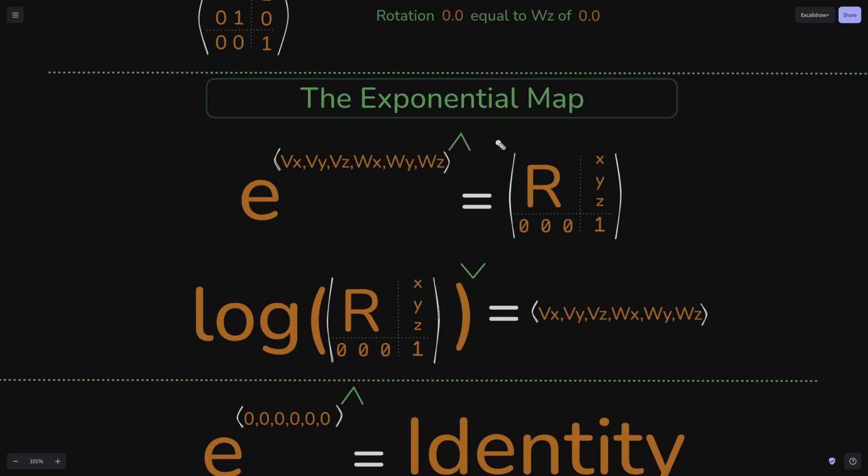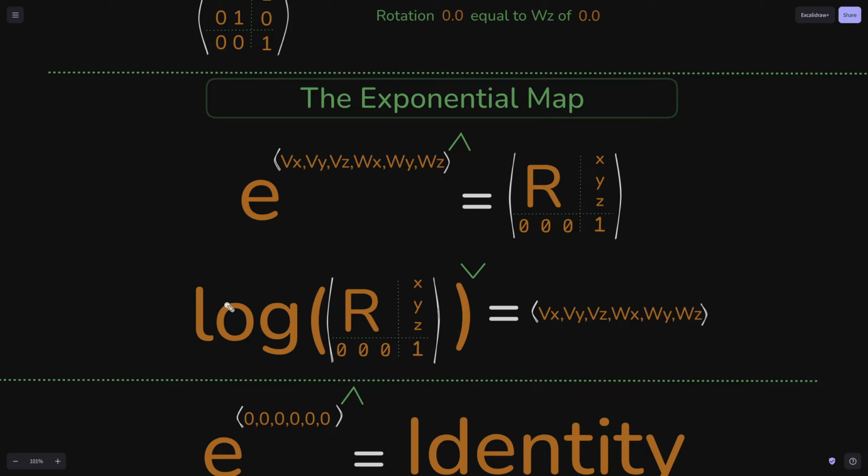Okay, so let's review a bit more the exponential map. You have this x, you have this element of the Lie algebra, you add the Mexican hat, and then you get the transformation.